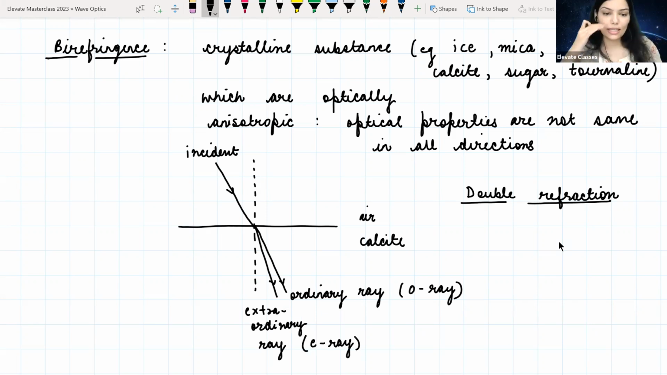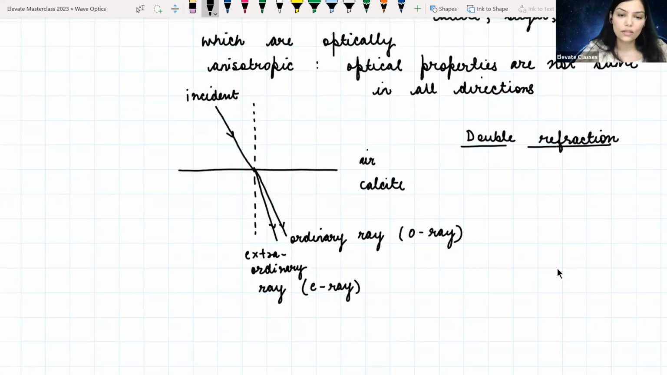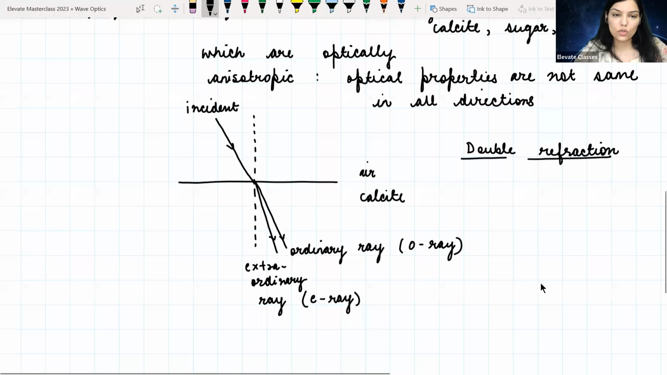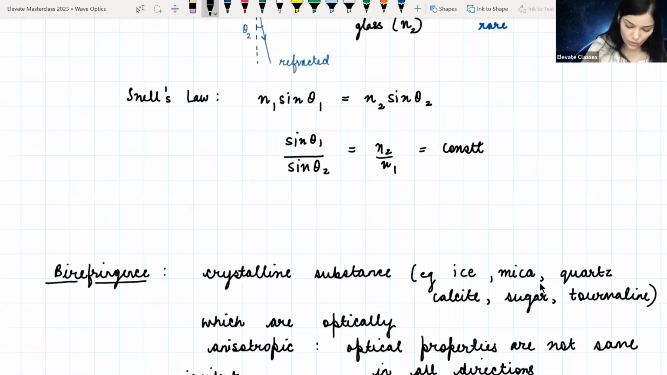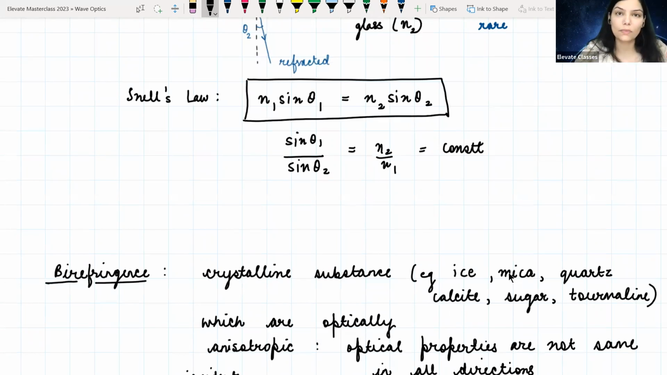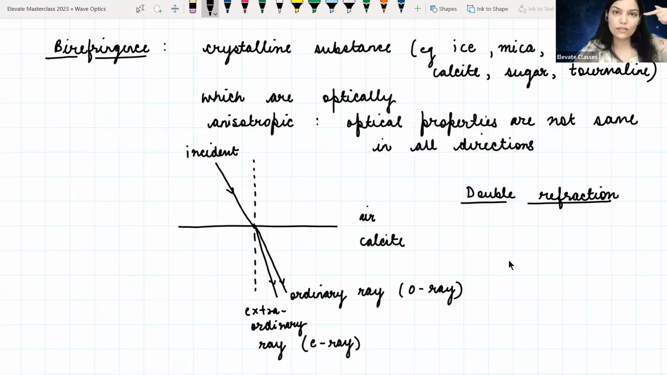So why did he give them these names? Actually, he later found that the ordinary ray would always appear to follow Snell's law. Snell's law, which we just discussed, was this one. Basically, it always followed this kind of a relationship. That means that one part of this refracted ray, which was traveling as an ordinary ray, felt that the material, the calcite, is like an isotropic medium. It always felt like that. It did not feel any anisotropy in the calcite. So that's why we said that it's an ordinary ray.